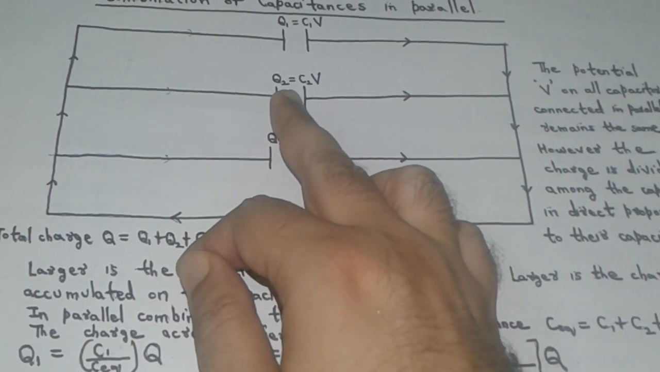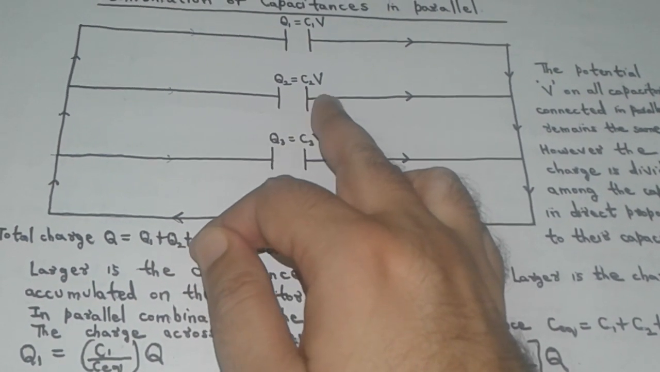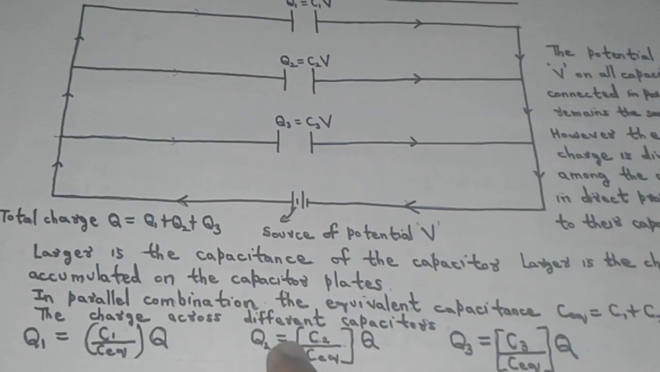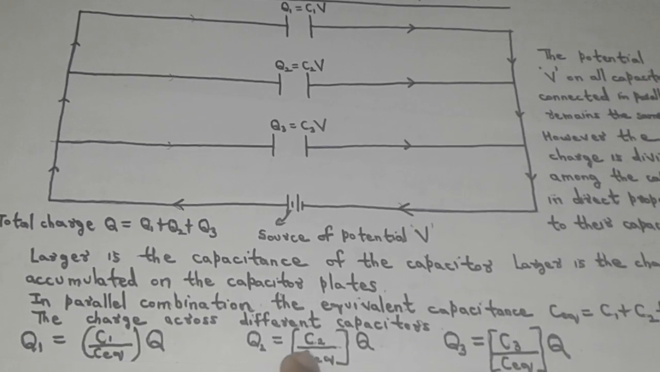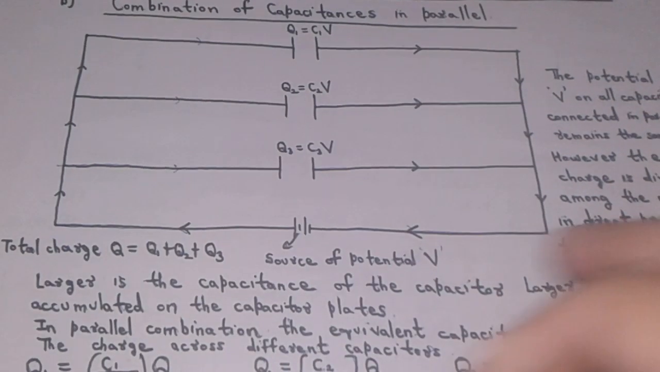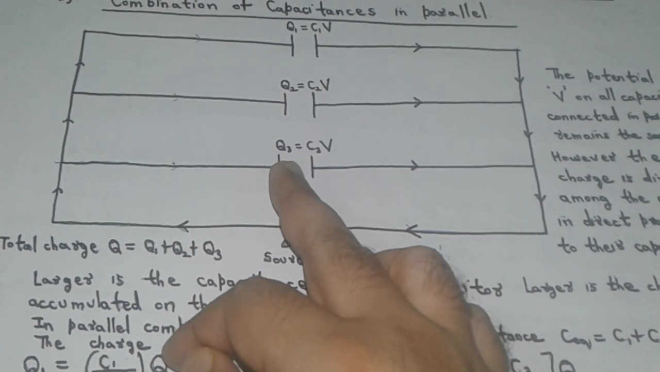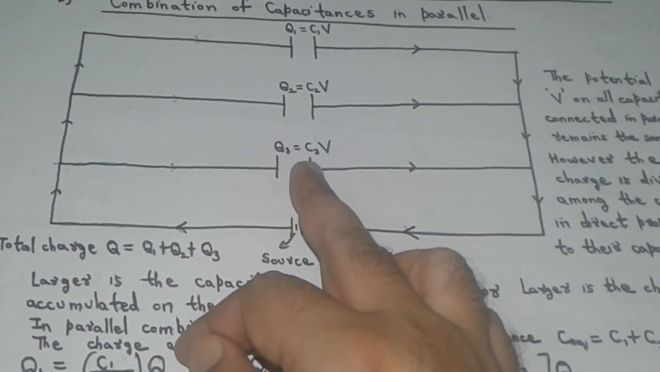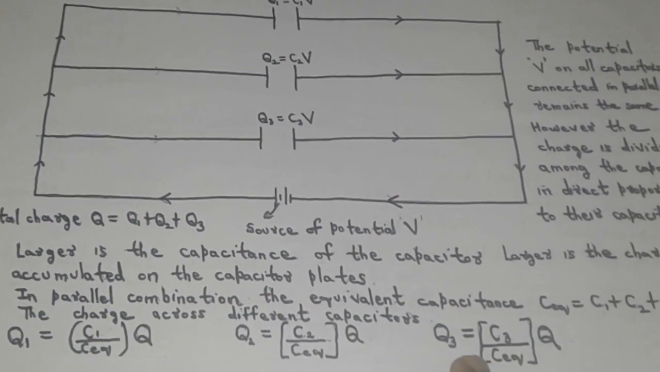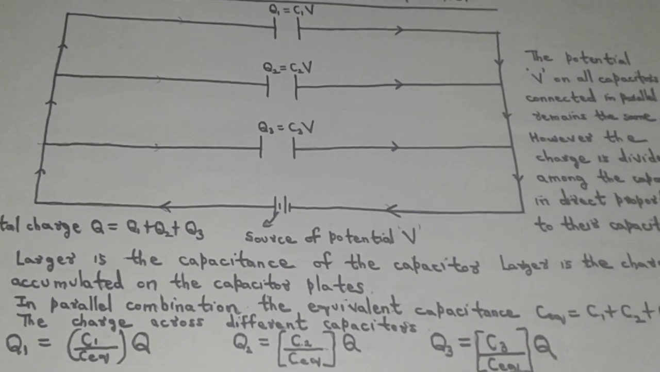Similarly, the charge Q2 accumulated on capacitor with capacitance C2 is given by Q2 equal to C2 upon C equivalent into Q. The charge Q3 accumulated on the plates of capacitor with capacitance C3 is given by Q3 equal to C3 upon C equivalent into Q.